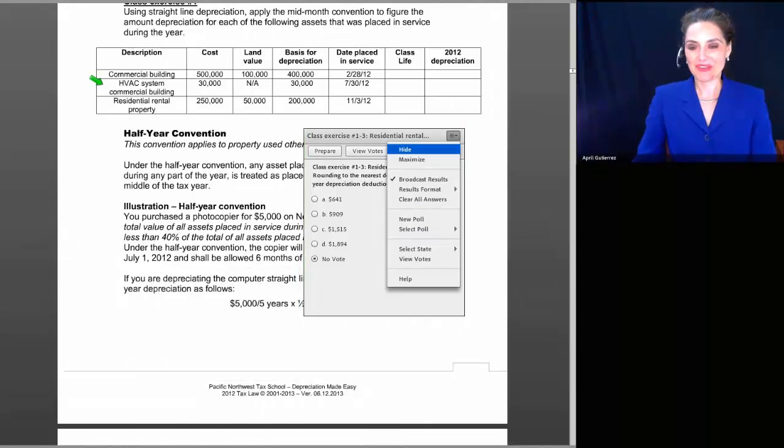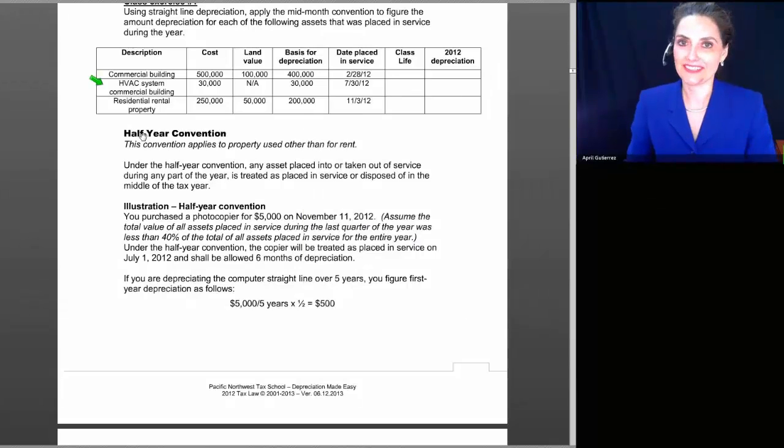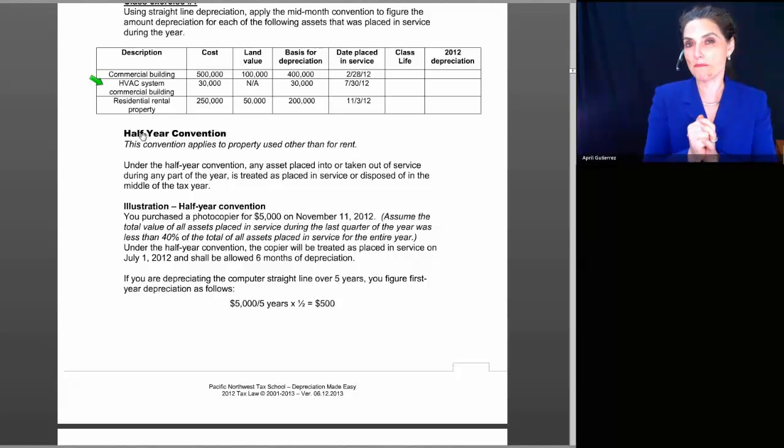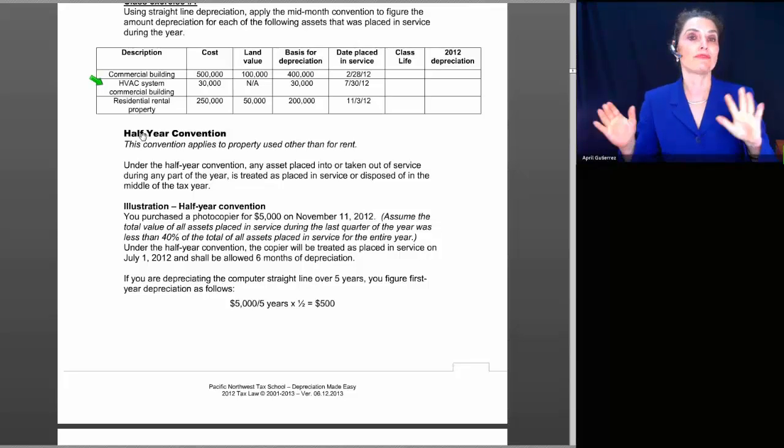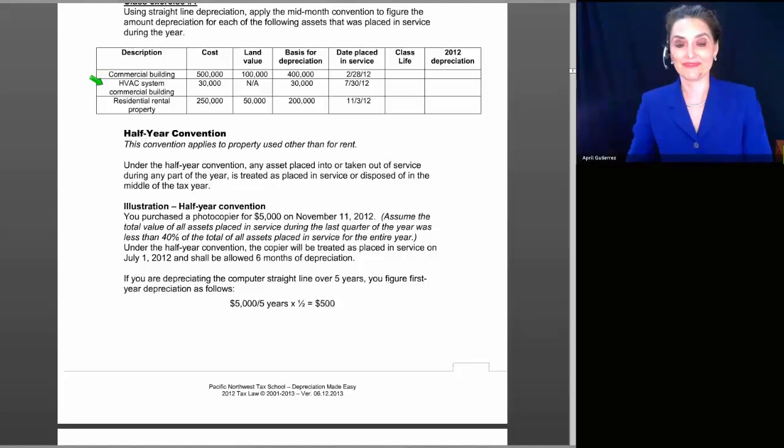So let's move on now with the next convention. I think I've explained to you how straight line works and the mid-month convention. Now we're going to go on to the half-year convention, and the half-year convention is really easy. It's the easiest of all the conventions. This convention, that is the half-year convention, applies to property used other than for rent. Under the half-year convention, any asset placed into or taken out of service during any part of the year is treated as placed in service or disposed of in the middle of the year.